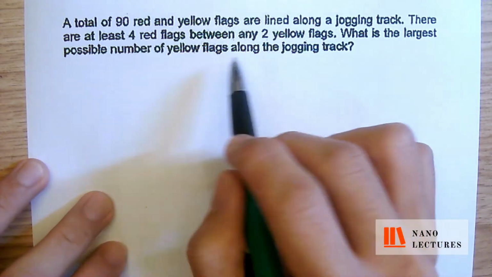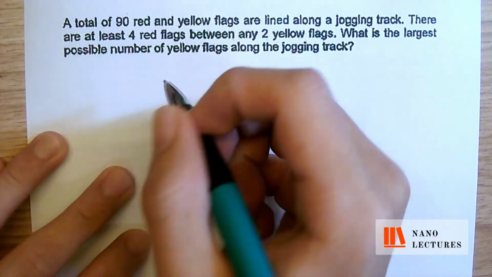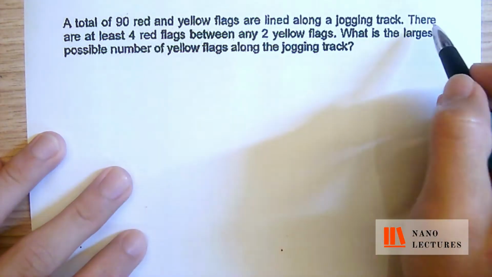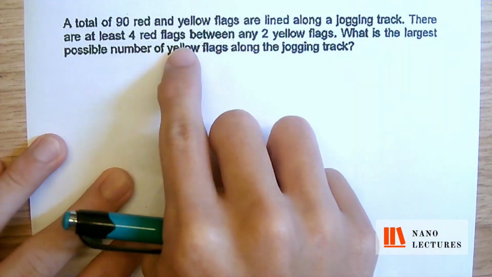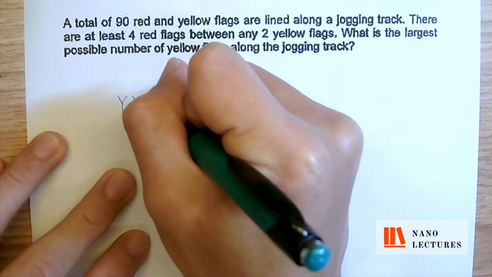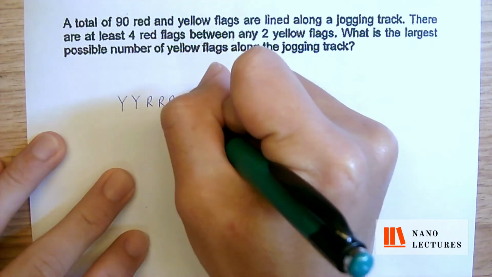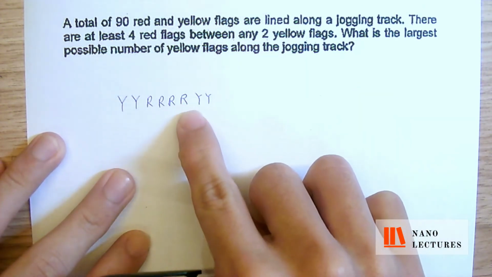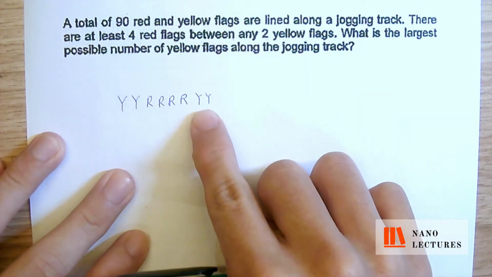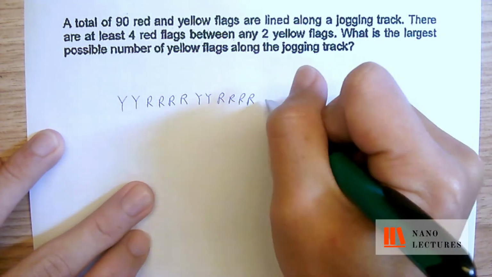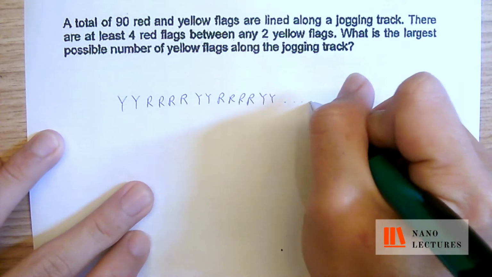Okay, for this type of question, just go and draw out a visual representation of this question. So they mentioned that there are at least 4 red flags between any 2 yellow flags. Okay, so it will look something like this. Correct? So there are at least 4 red flags between any 2 yellow flags. So after these yellow flags, there will be 4 more red, then yellow, yellow, and then it goes on.